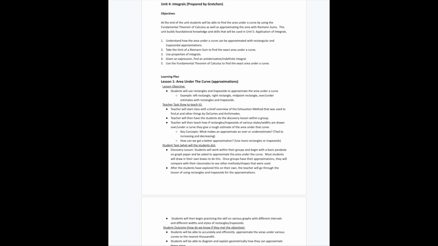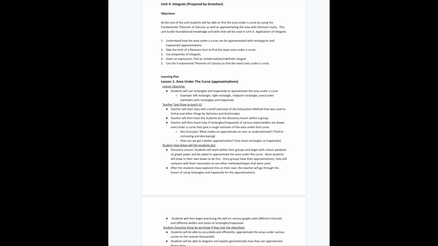Integrals. The objectives of this unit are for students to be able to approximate and actually find the area underneath the curve using rectangles, trapezoids, and also Riemann sums, and then integration rules, which will then build us into the fundamental theorem of calculus. The first lesson is on area underneath the curve with approximations.